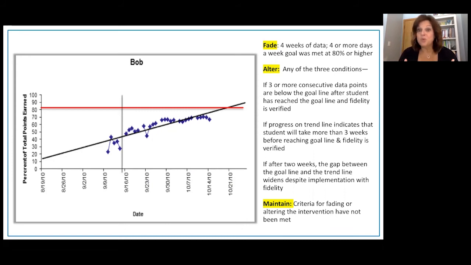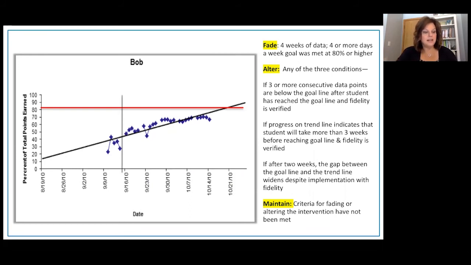We might change the reinforcers. That's another way to alter the intervention without impacting integrity. And then notice that every alter condition says after fidelity is verified. So what we know is there's nothing magic about just putting a student in an intervention. It actually has to be provided correctly and fully in order for the student to benefit. Okay, so let's look at Bob.